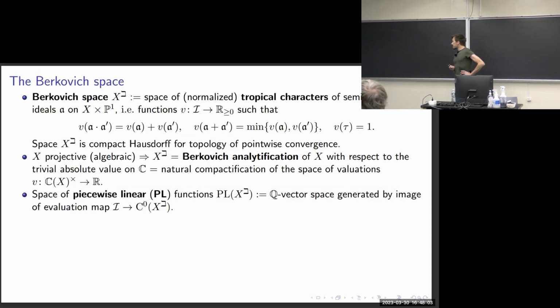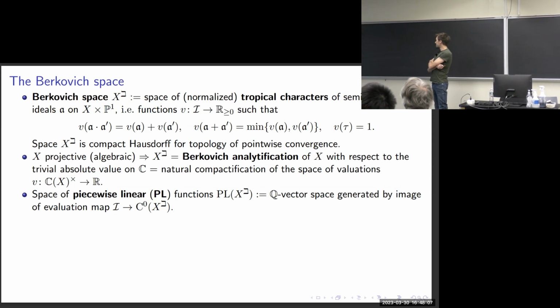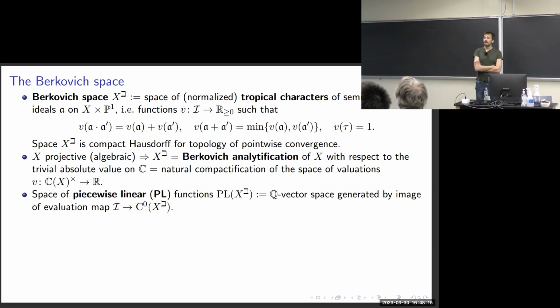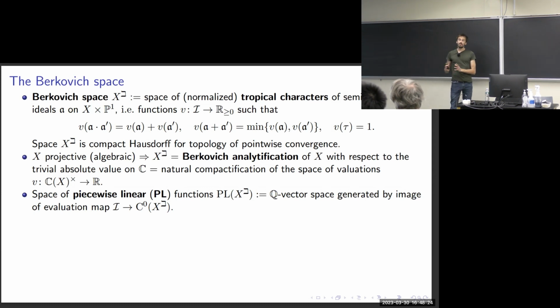Okay, so now there's a natural space of continuous functions on the Berkovich space, because each ideal defines by the evaluation map a function on X bet, which is continuous by definition. So you just look at all functions you get like that. That's going to be almost a vector space, except you can only take sums. And if you include differences as well, and you allow dividing by an integer, you get a Q vector space.